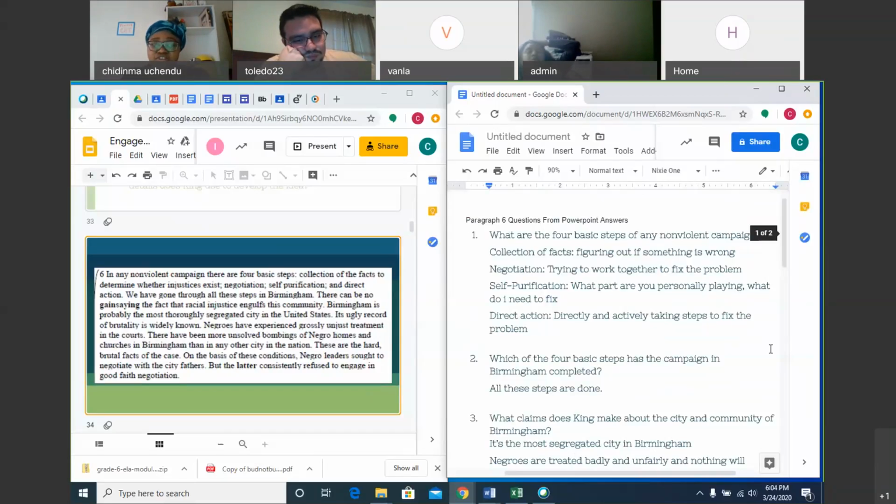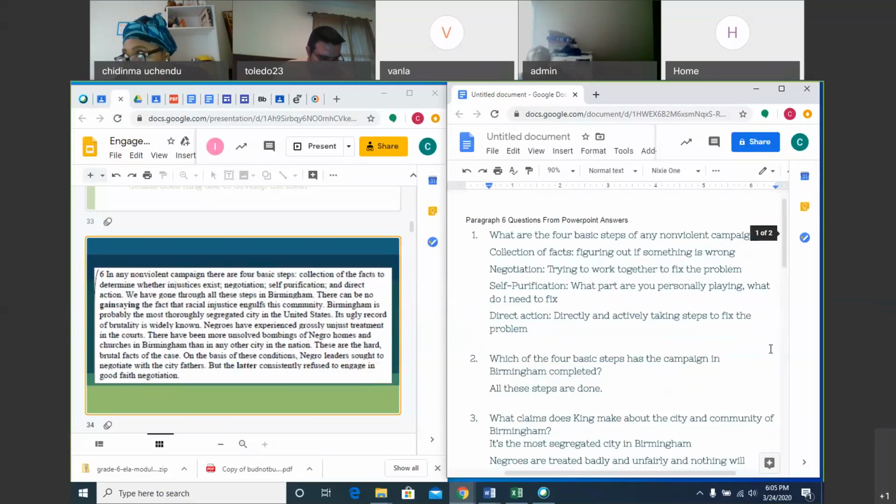Okay, these are just steps that he's trying to explain. Manuel, thank you. These are just steps that any peaceful protest goes through, okay? And the negotiation part, like Manuel said, is those two sides coming together to figure out, here's the problem, what can we do to solve it? They're trying to work together to fix it, okay? And that's self-purification. They're trying to see what's going on.